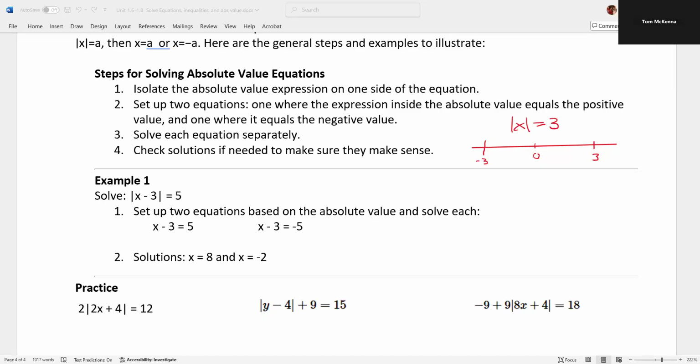We're going to talk about solving absolute value equations. These are really pretty simple if you understand the idea of an absolute value. So, for example, an absolute value symbol is two straight lines, two vertical lines, and there can be just a variable, a number, or an expression in between those vertical lines.